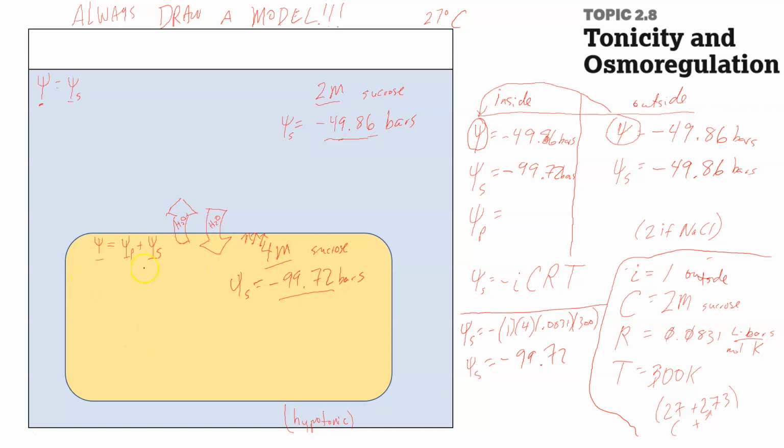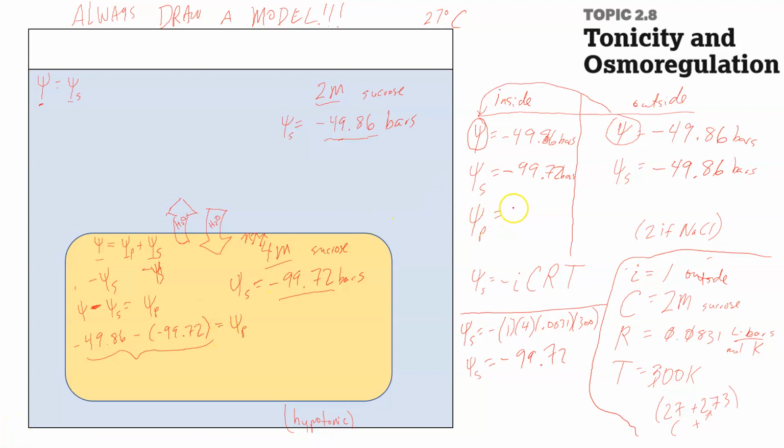So let's go ahead and do that. We're trying to solve for the pressure potential inside. So if you look at this formula and you subtract the solute potential from both sides, you'll notice that total water potential minus the solute potential is going to give us our pressure potential. So let's go ahead and plug that in. Our total water potential is negative 49.86 minus negative 99.72 is going to give us our pressure potential. So go ahead and add this up and tell me what you got. Go ahead and pause it, and I'll do the same, and we'll meet up and see what you guys got.